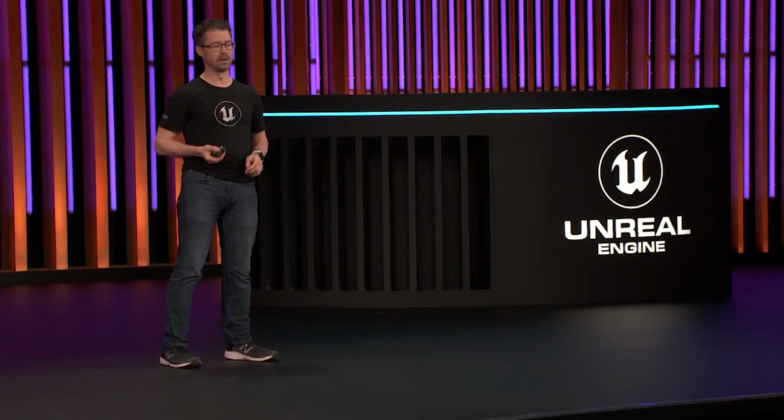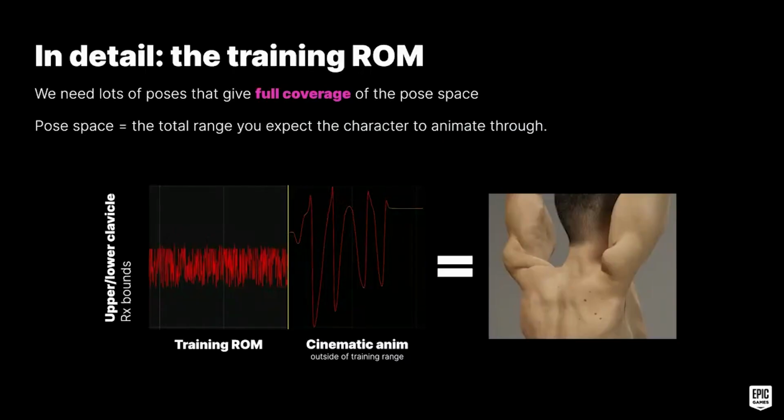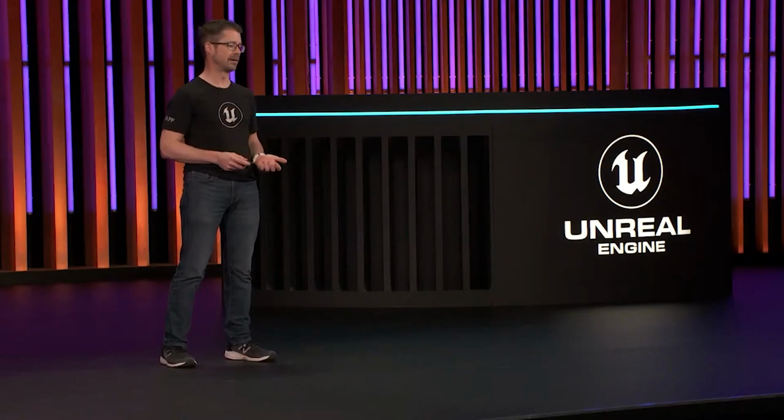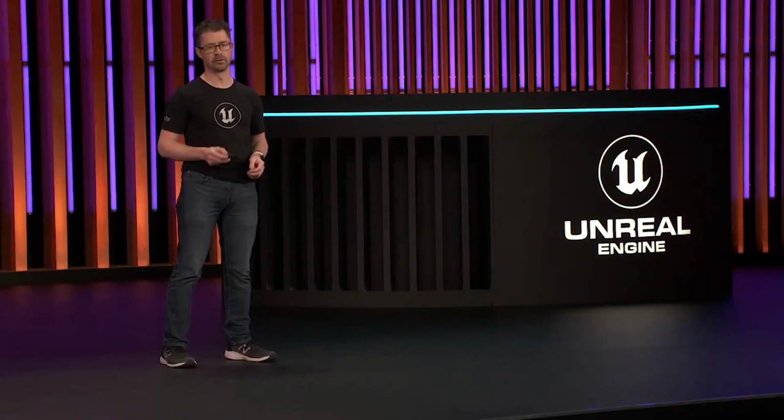So it can be really easy to get caught out by making incorrect assumptions when you're setting up the training ROM. So you might have assumed, for example, a planar rotation for the elbows, but forgot that animators like to break stuff, and that performance capture data is often going to have small rotation values on all three axes. So if your training data hasn't accounted for these rotations, you're going to start hitting problems.